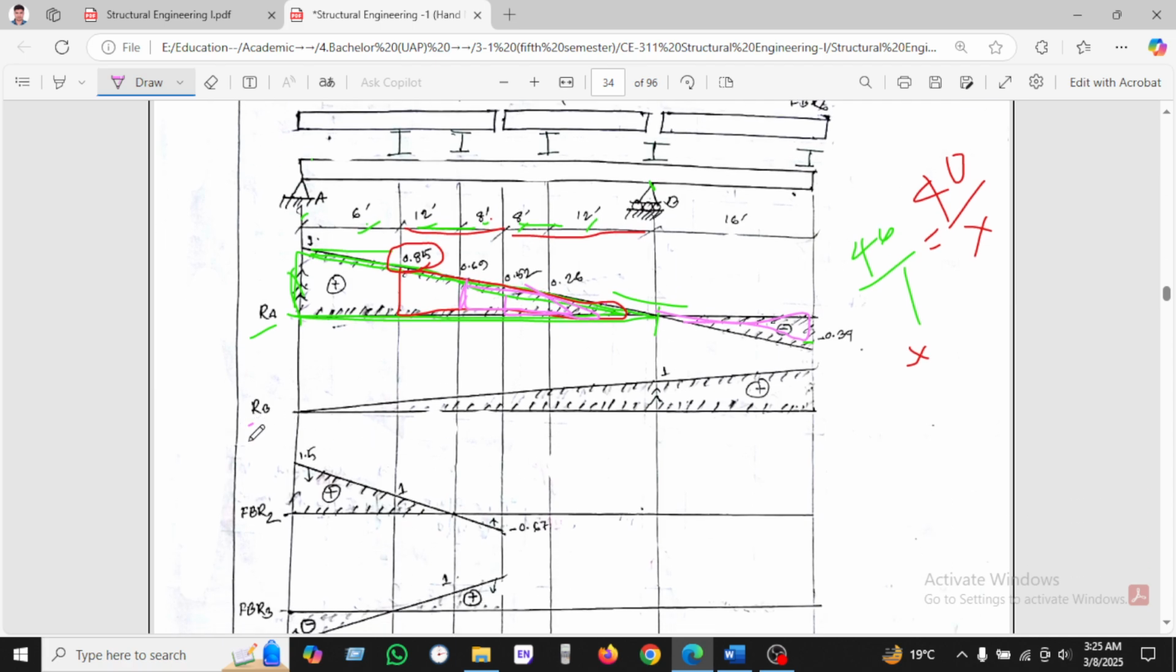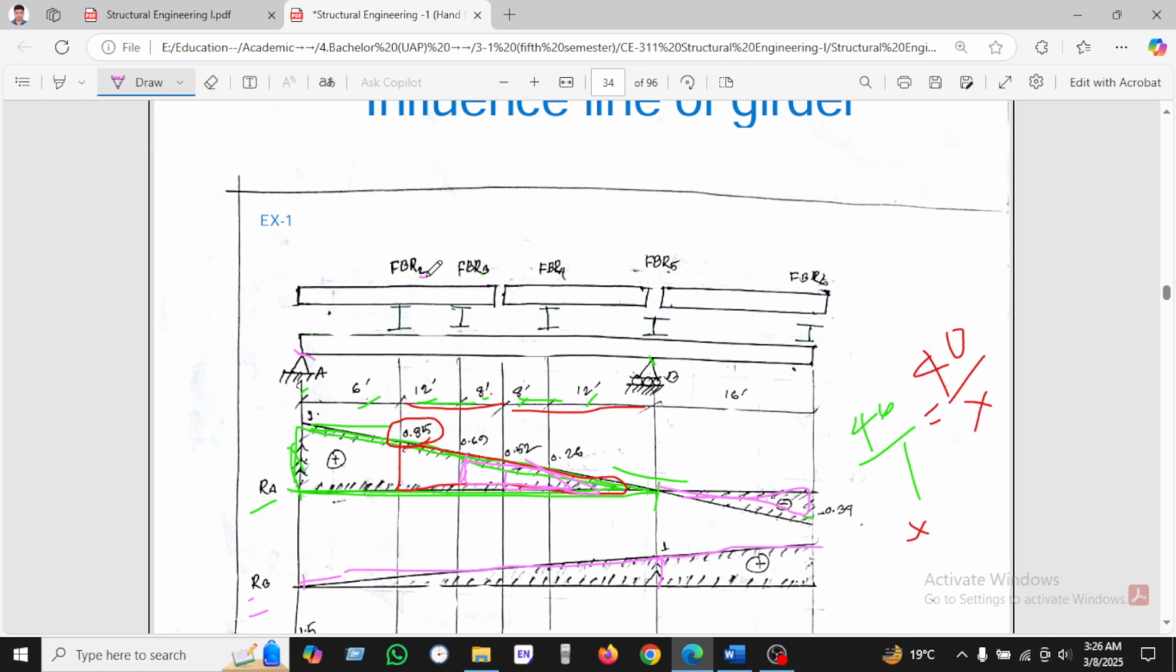And RB, how will we get RB? This is the point of RB where we apply 1 unit, and we have seen the support, that's why the support will be 0, and this is the free end, and the influence line will be like this. And the floor beam R2, this is the floor beam R2.